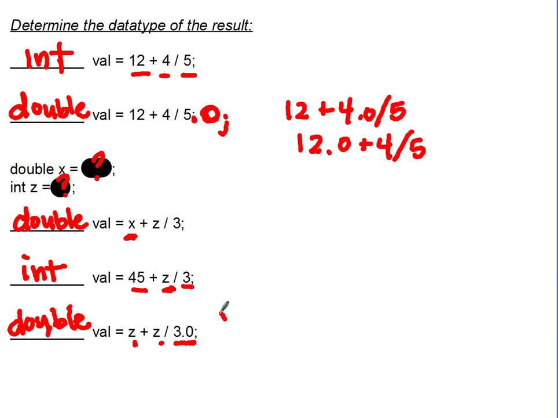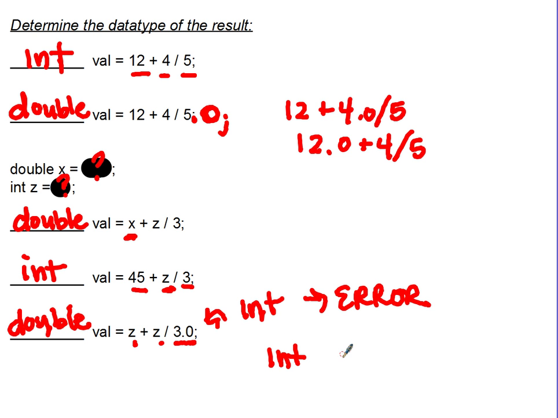If I tried to store this into an int, you would get back an error, because it wouldn't know how to take this decimal and make it a whole number. So if you do something like int a equals 12.0 divided by 5, you're going to get an error, because it's not going to like trying to put this decimal into an int. So you want to be careful as you're going through that.